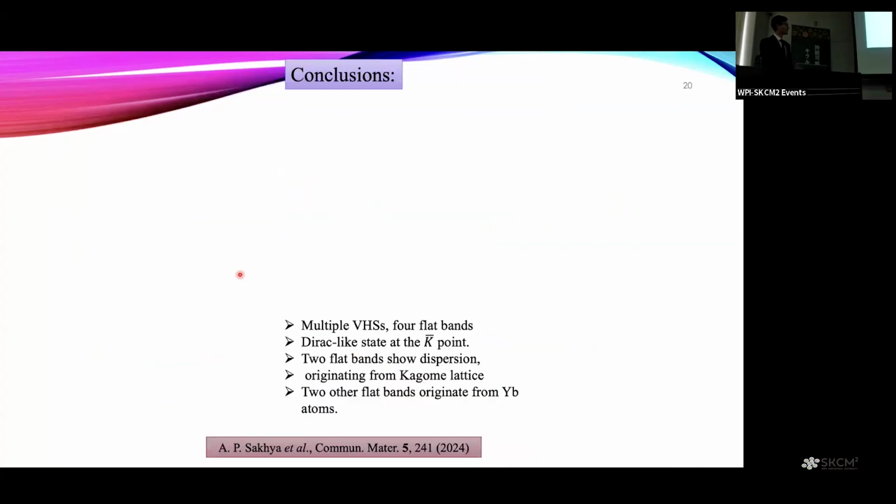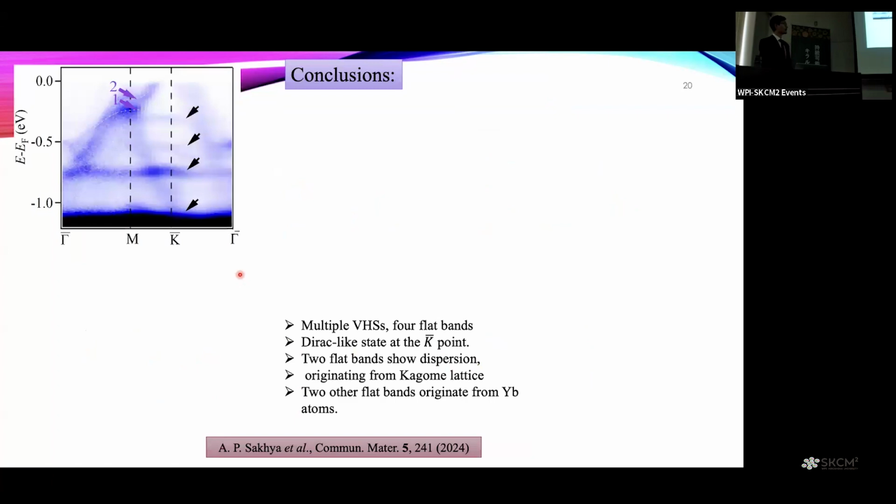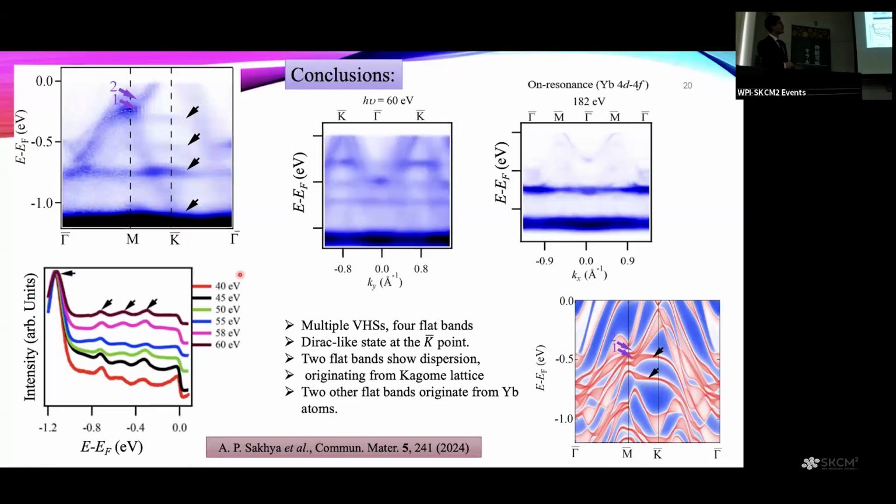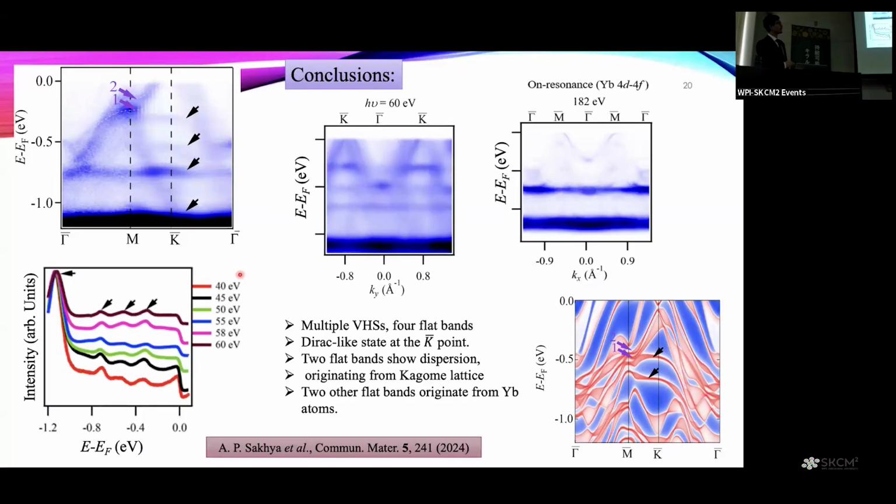So I would like to conclude here the first part, stating that I discussed that a material which has a Kagome lattice can host van Hove singularities, and we found van Hove singularities in this material. I also discussed that it also hosts flat bands. The first two flat bands are from titanium d states, which we could resolve, and the second two flat bands are from ytterbium 4f states. We also found out that there is a Dirac cone at the K point.